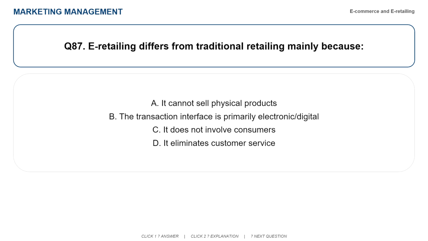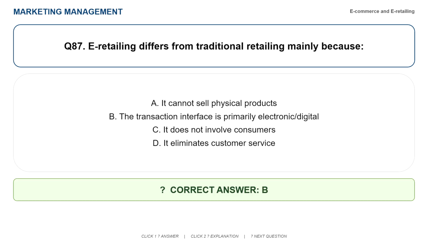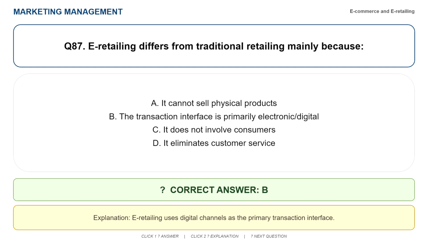Question 87. E-retailing differs from traditional retailing mainly because. Option A. It cannot sell physical products. Option B. The transaction interface is primarily electronic/digital. Option C. It does not involve consumers. Option D. It eliminates customer service. The correct answer is B. Explanation. E-retailing uses digital channels as the primary transaction interface.